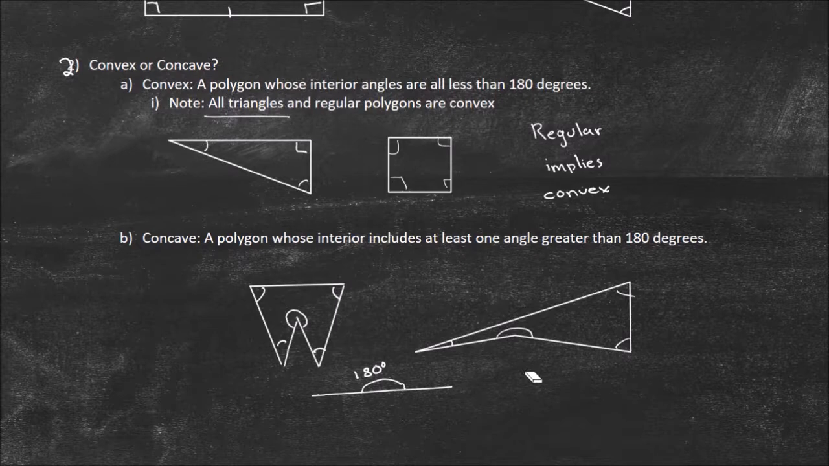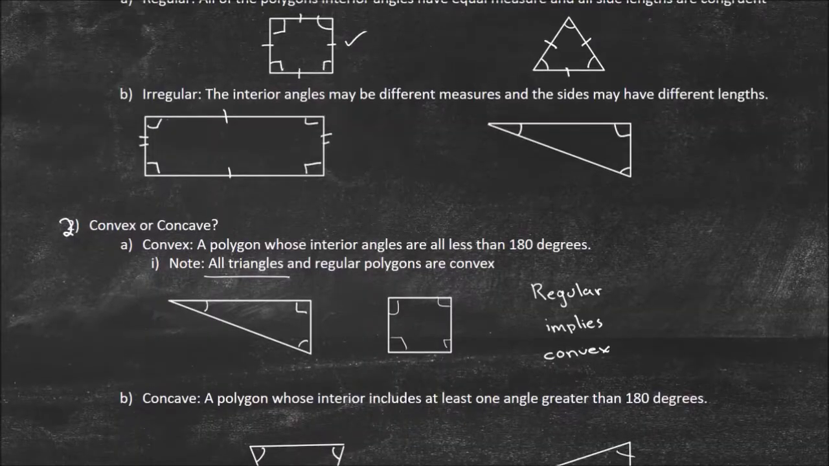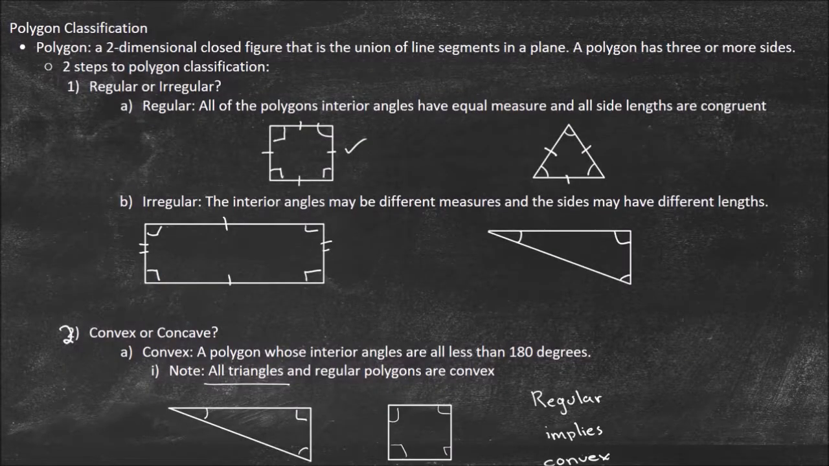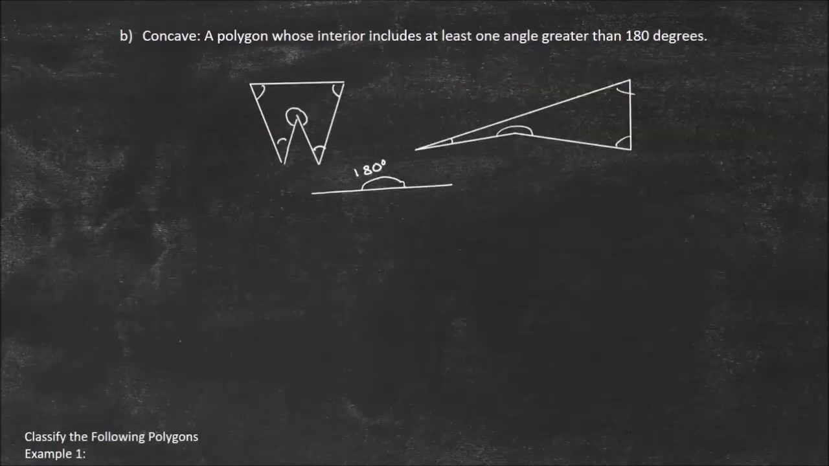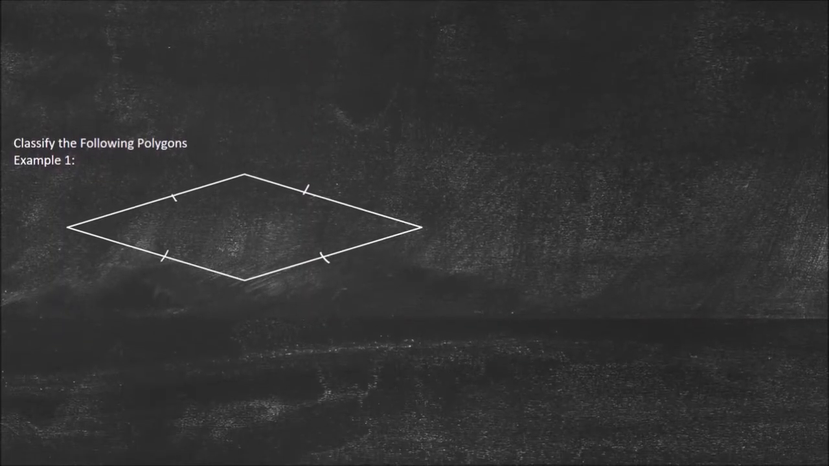So now let's get into the classification. When you're going through these examples, think two steps. Is it regular or irregular, and then is it convex or concave? So let's take a look at example 1.